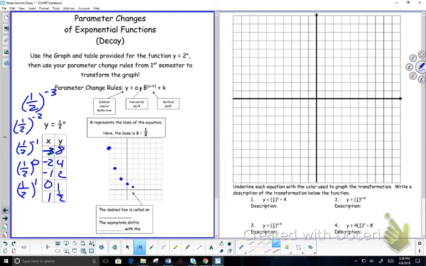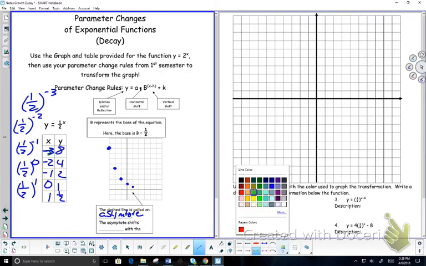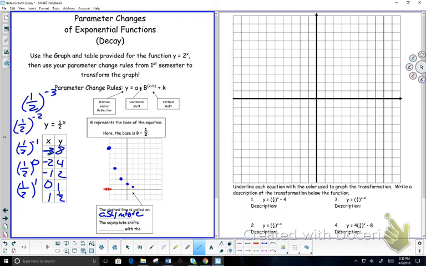This is going to have that same horizontal asymptote. It has not moved. Make sure you draw those dashed because they're not part of your graph. So it's just the same thing the other way.